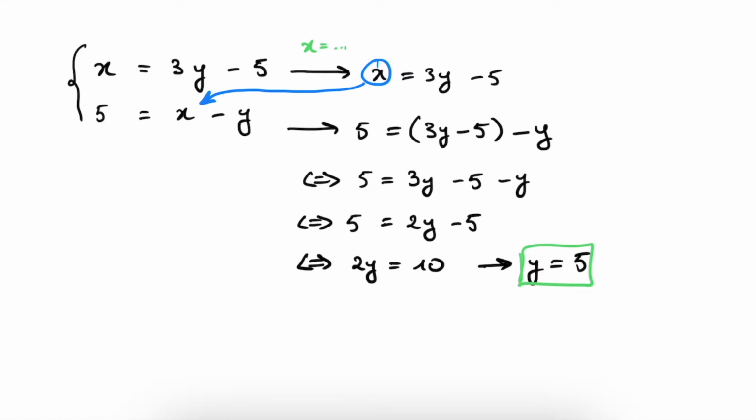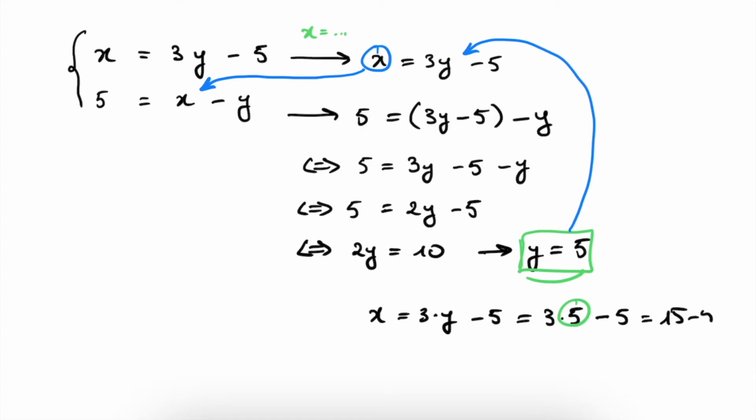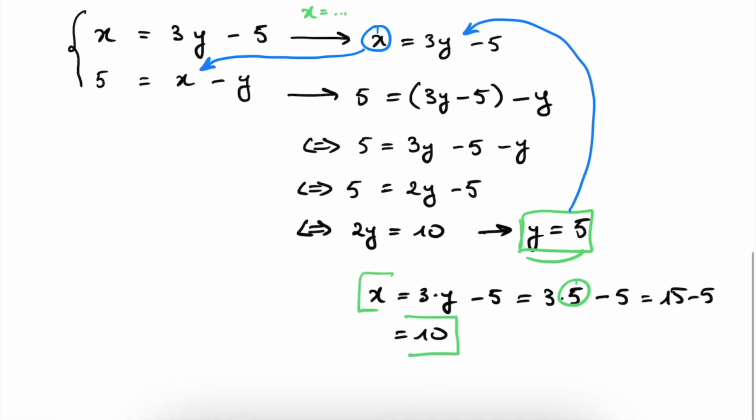What we do now is use this expression for y and plug it in here in our first equation to get an expression for x. How does this then look? We get x is equal to 3 times y minus 5, which is equal to 3 times 5, because y is equal to 5, minus 5, which is equal to 15 minus 5, which is equal to 10. And we have our result already that x is equal to 10. So our complete result is that x is equal to 10 and y is equal to 5.